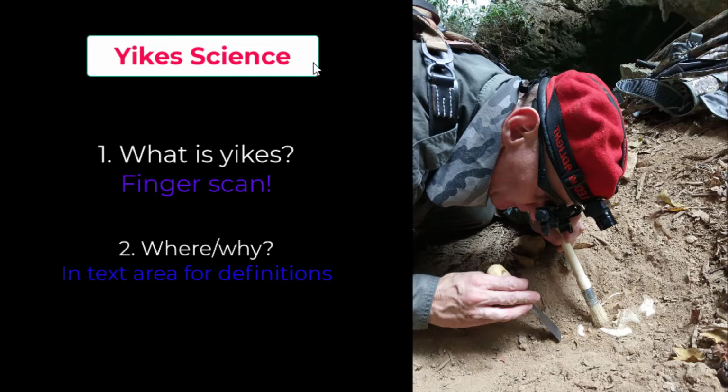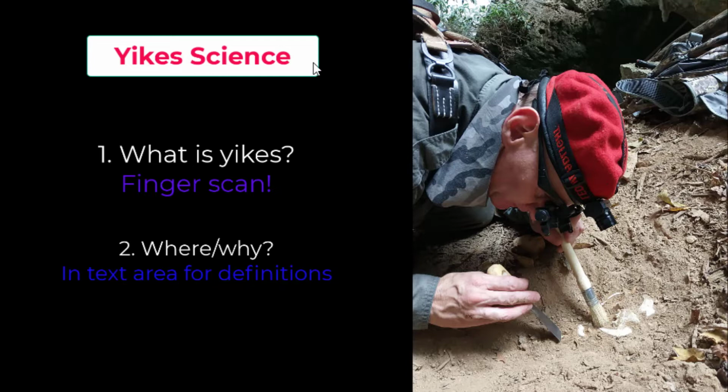Yikes means, in order for you to understand the graph or the chart, you need a definition. You're not strong enough to understand the graph or the chart. So, yikes means we are going to finger scan in the text area. So the where is going to be in the text area. And why do we do it? Because we need more information, a definition that we're looking for.